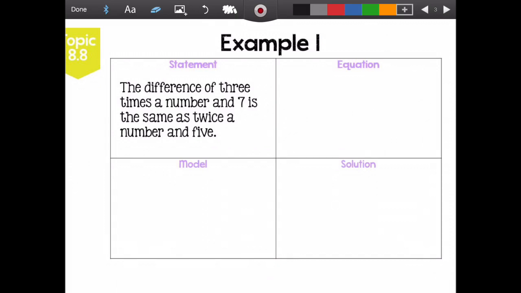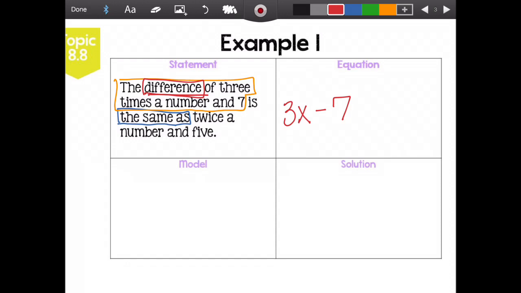So same as, that's our equal sign. So that splits the statement up into two parts, the left side and the right side. So the difference of 3 times a number and 7. So difference, again, is associated with subtraction. So 3 times a number, so 3x and 7. And again, we said the operation is subtraction because of the word difference here.